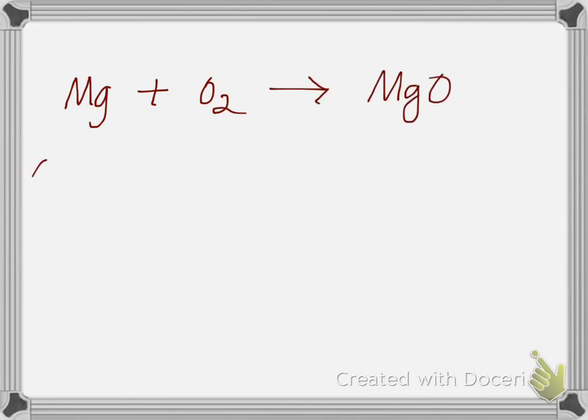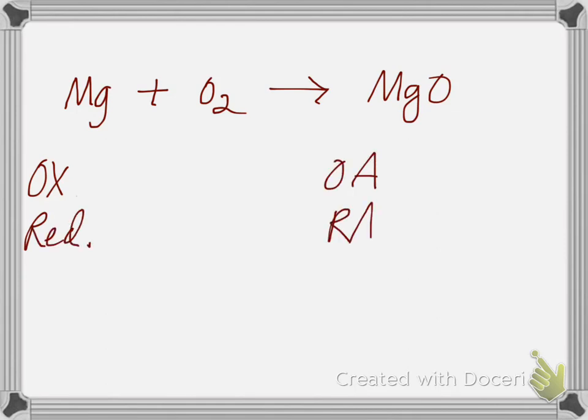So if you turn to the next page, it says practice problems. We're going to do this one first because it's an easy one. Magnesium plus oxygen, the arrow got left out, is MgO. OA and RA is how I designate oxidizing agent, reducing agent.